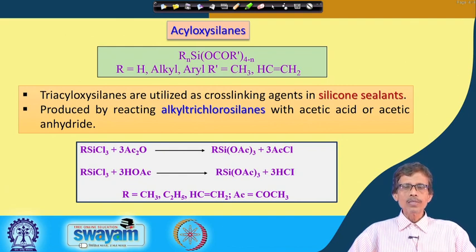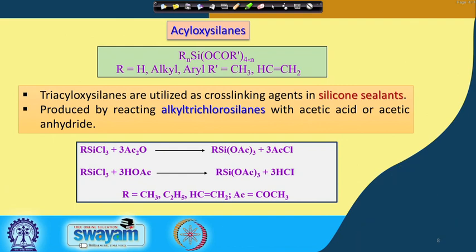So, in our next class, we will see the application of some other important silicon based compounds, where we will be able to use this, and you will be able to go for these direct reactions starting from your alkyl halosilanes or the corresponding acetic acid or the acetic anhydride.